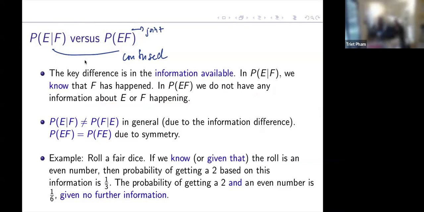Okay, but now let's look at a further property. This expression, the conditioning, is not symmetric. Conditioning is not symmetric, all right? Meaning that E given F and F given E are two different things. All right, let's demonstrate this.